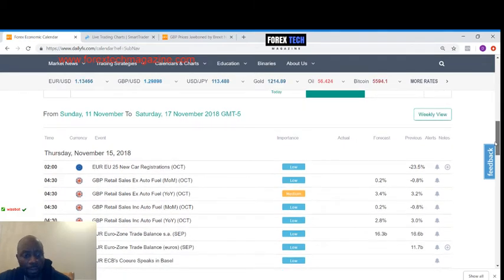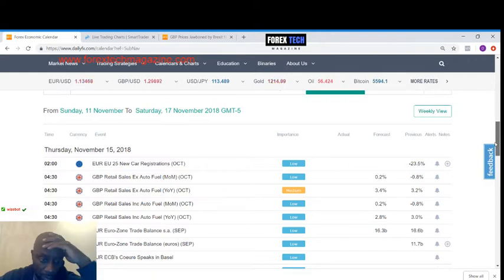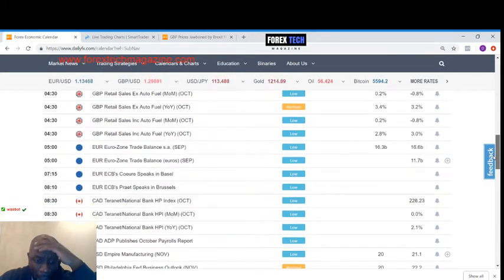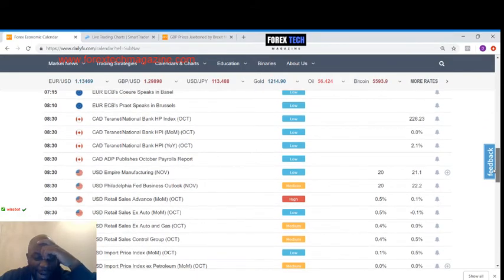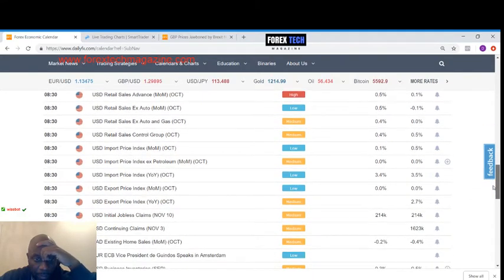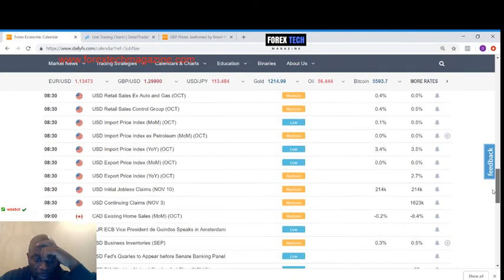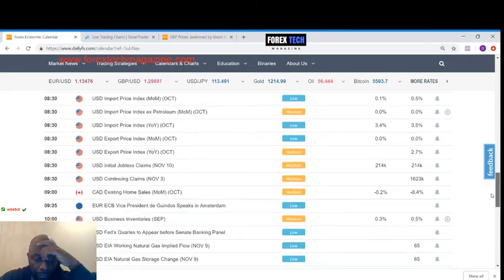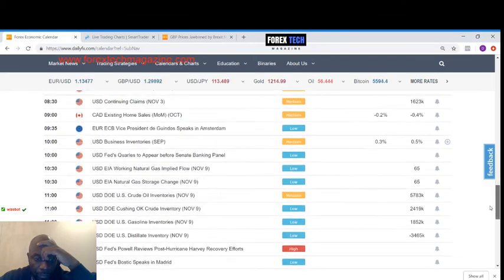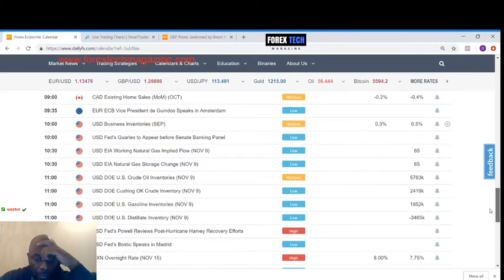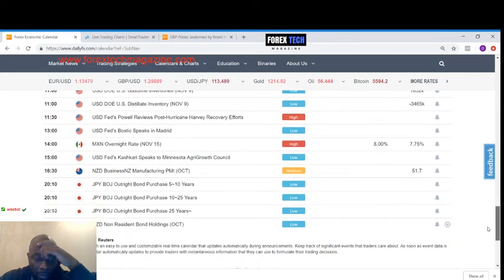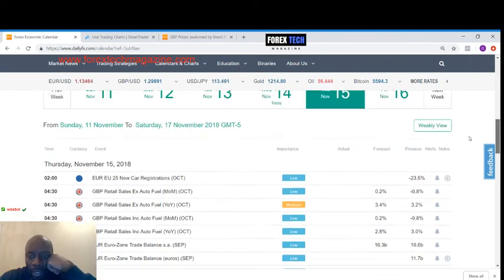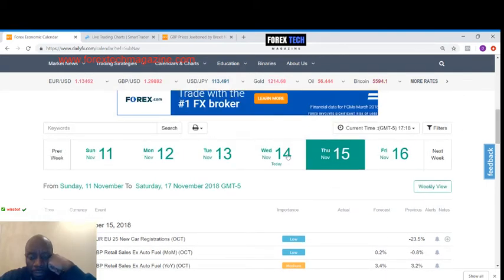Okay, so here's what we got. We got retail sales coming out. Okay, so that makes sense. Retail sales coming out at 4:30. Definitely can have an impact. Same thing in the U.S. So you got retail sales coming out in the U.S. and retail sales coming out in Great Britain. Definitely can have some influence on this currency pair.